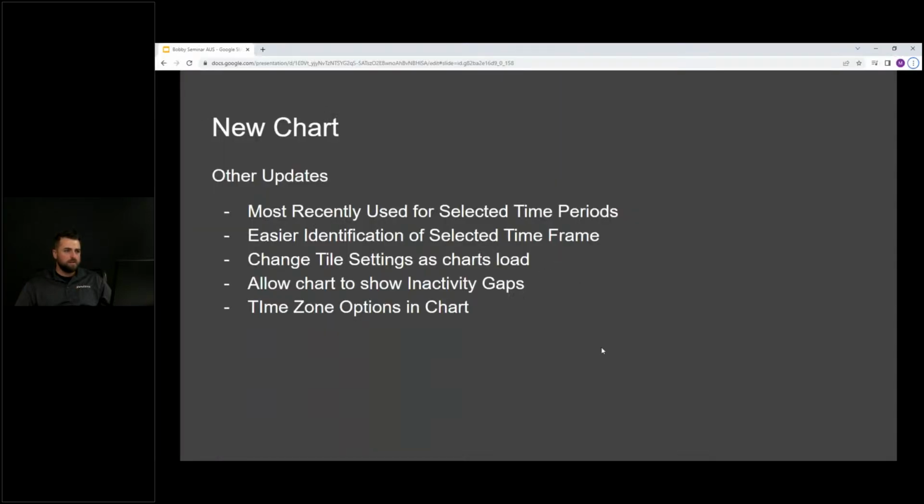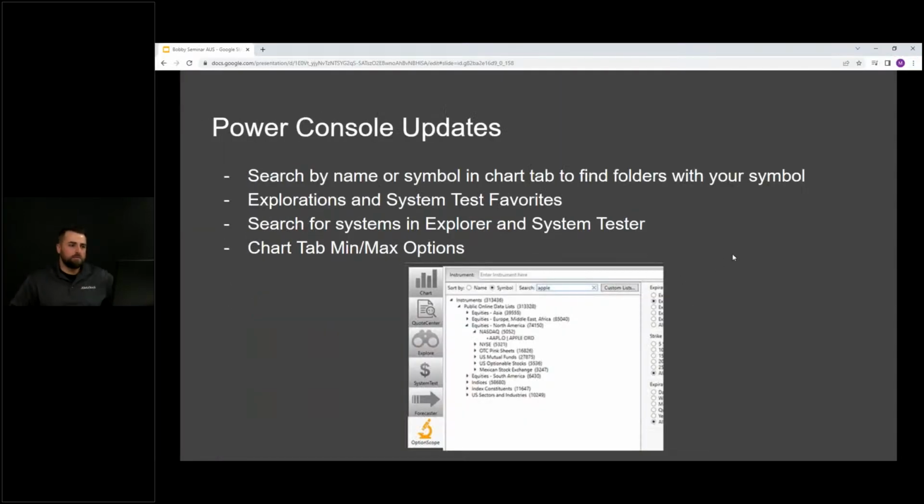Oops, let's pop back into here. The Power Console has a lot of updates. We made the searching more intuitive and just a lot easier to use. There were some search functions before, but now it just works a lot better if you want to type into the search either by name or symbol or something of that nature.